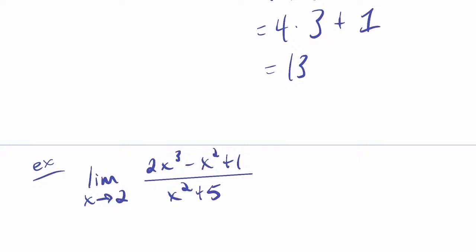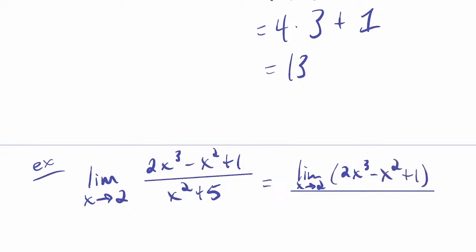And as long as the bottom does not become 0, I can treat the top and bottom separately. I can use the quotient property to say, okay, well this is going to be a big fraction. I'm going to have the limit on top. Limit as x goes to 2 of 2x cubed minus x squared plus 1.